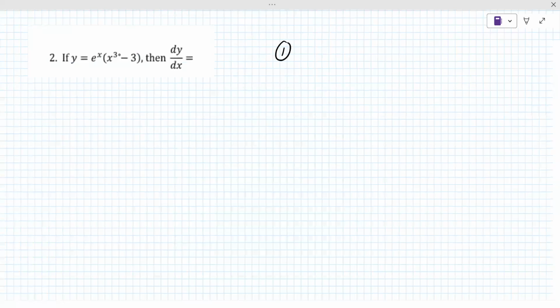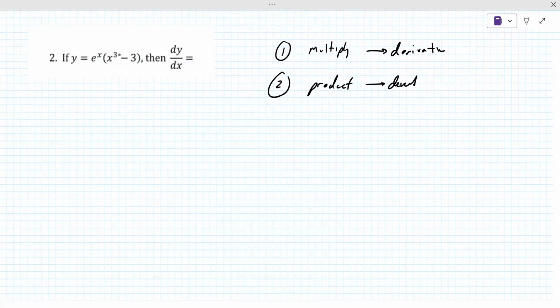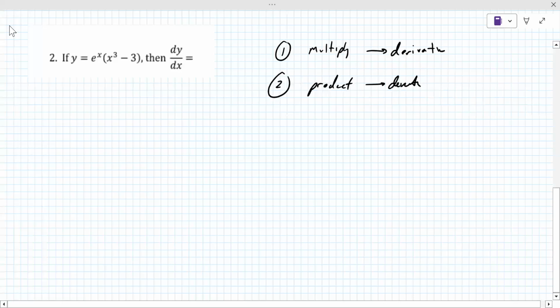Option one would be to first multiply and then take a derivative. And the second way is to use product rule right now and take a derivative. Do you see this one way or another when you look at this? Like multiply in, then take a derivative, or just use product rule for the derivative?